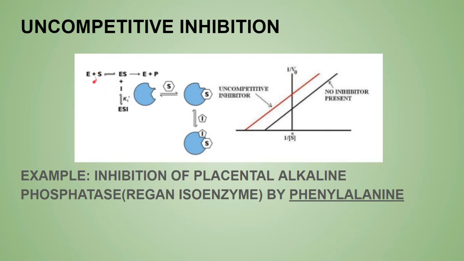So what happens? The free enzyme won't bind with the inhibitor, but the complex will bind with the inhibitor and will further inhibit the reaction. This is the graph for it. Over here, as you can see, this is the uncompetitive inhibition and this is the graph without inhibitor.